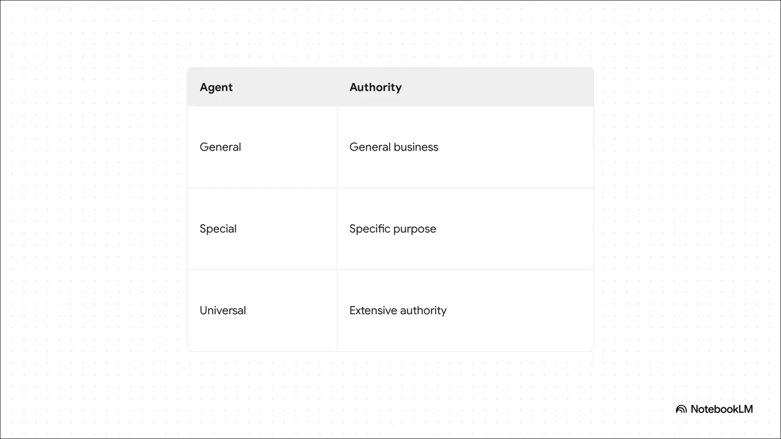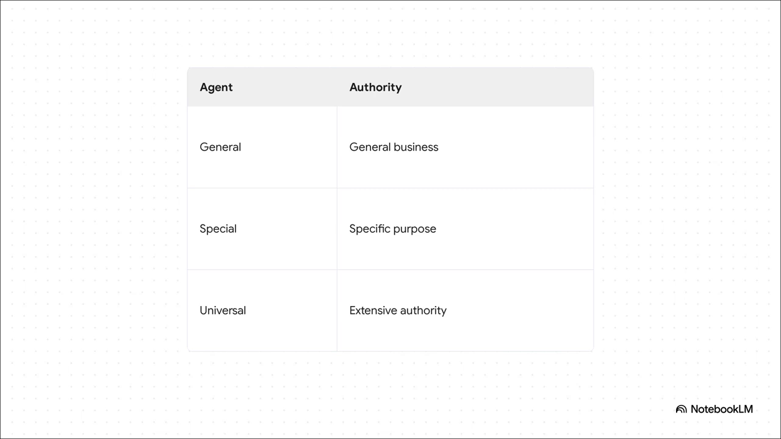We have the general agent, special agent, and universal agent. Mapping out the scope of authority from specific to general to universal. That demonstrates perfect conceptual clarity. A special agent? That's for a single transaction. A general agent handles a continuous stream of business in a particular trade. And a universal agent? Well, they have extensive, almost limitless authority to do anything the principal can legally do.